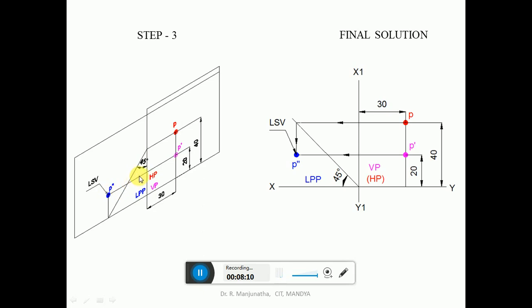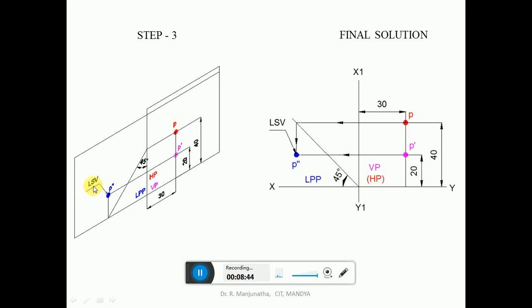That can be achieved only when you draw a line which is inclined at 45 degrees to the vertical line, so that this vertical distance of 40 mm behind VP is transferred into the horizontal distance. And where you have the front view, on that line you are going to get the side view. So you draw a projector from here, so that it intersects the horizontal projector from P dash at this point, which is going to become P double dash.